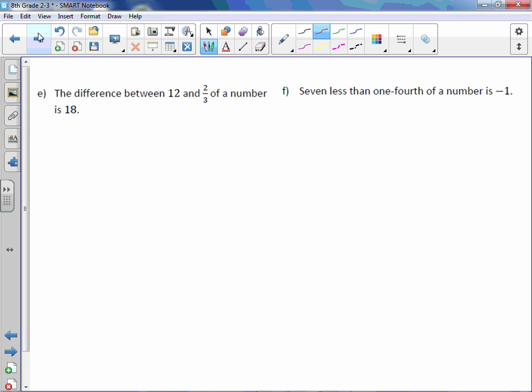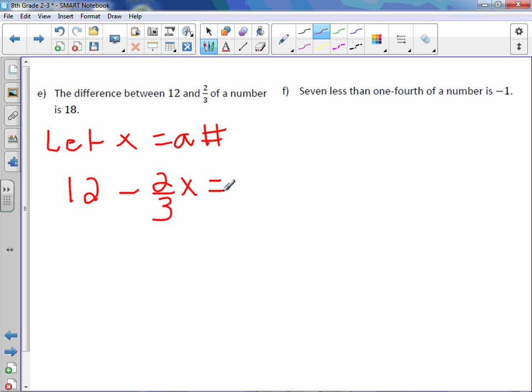The difference between 12 and 2/3 of a number is 18. Let x equal a number. The difference means subtraction. So 12 minus 2/3 of a number is just 2/3 x, is or equals 18.